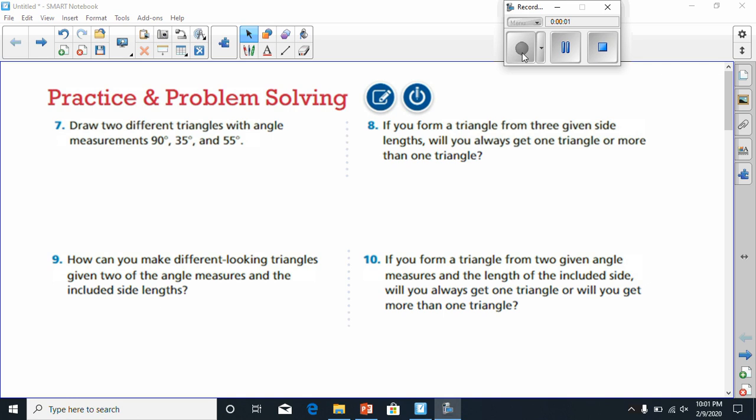Everybody, today we're going to be drawing triangles with given conditions. I got the odd ones, you have the even, so let's start with number 7. Draw two different triangles with angle measurements 90, 35, and 55.